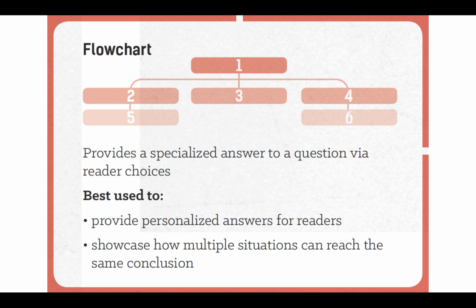A flowchart. These are more complicated to do. Thought goes into all of them, but this one is a little bit more complicated because if the flowchart's not right, it becomes a bit messy. A flowchart provides a specialized answer to a question via reader's choices.